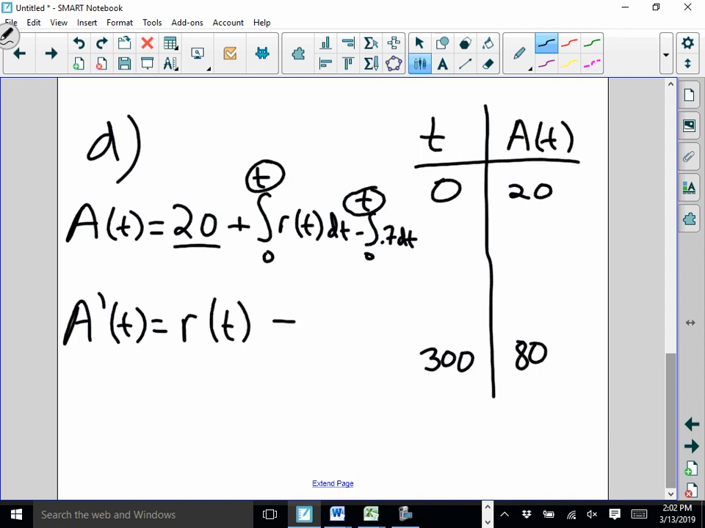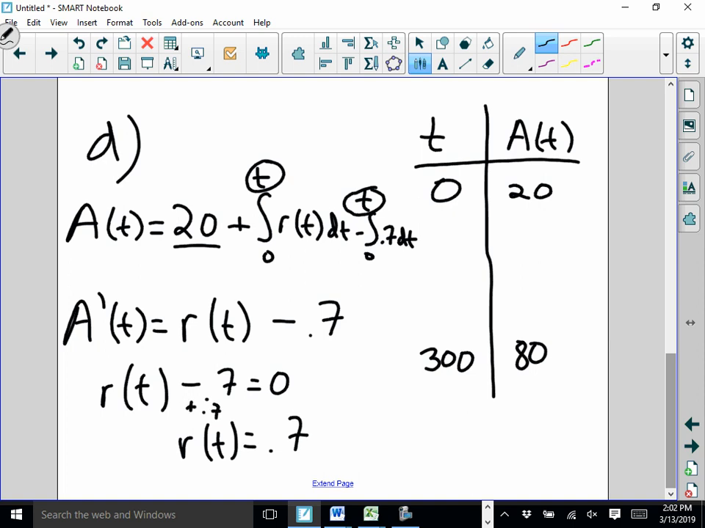So critical points are when the derivative equals 0. So there's my derivative. I'm going to go ahead and set this thing equal to 0. Okay, this is going to equal 0 whenever r of t equals positive 0.7, right? I'm just going to add 0.7 over. Now again, this is my rate in. This is my rate out. I want to know when the rate in and the rate out equal each other.